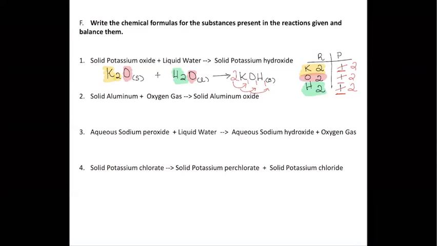Let's do number 2 together. I have solid aluminum. Excellent. So I'm going to put Al in solid form. If I have the word oxygen, oxygen gas, or molecular oxygen, all of that has the same chemical formula. What would it be? Excellent. O2.